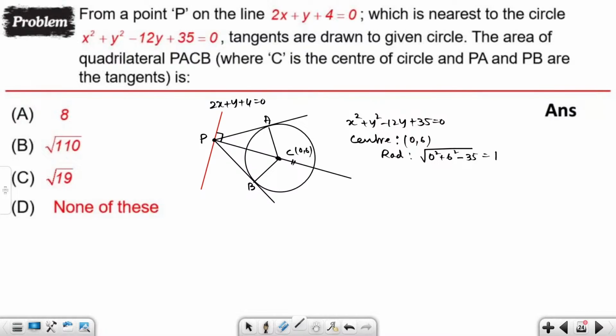Is it clear to all? Is this question clear to all of us? Okay. Now the question comes, how to do it?